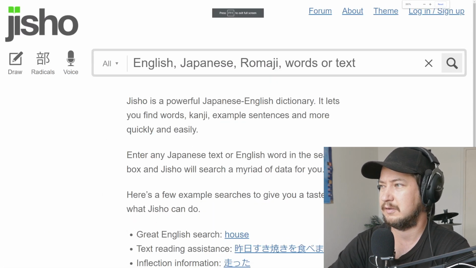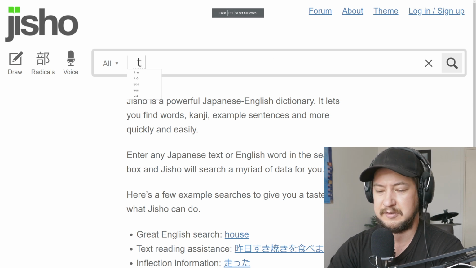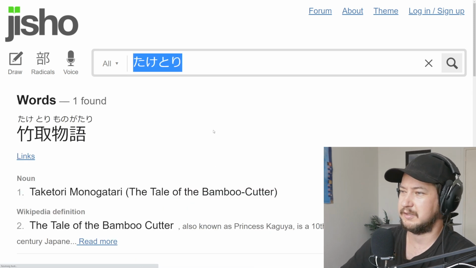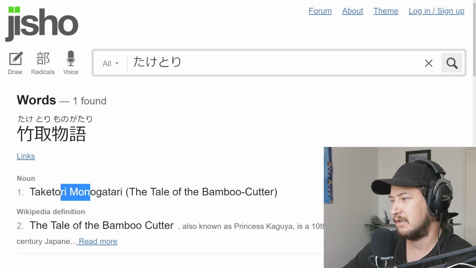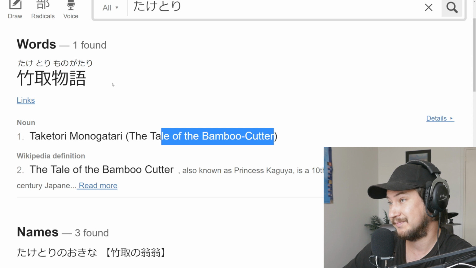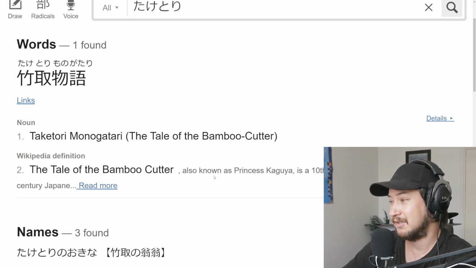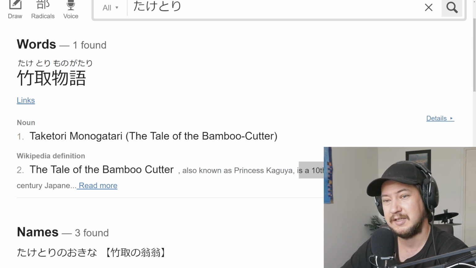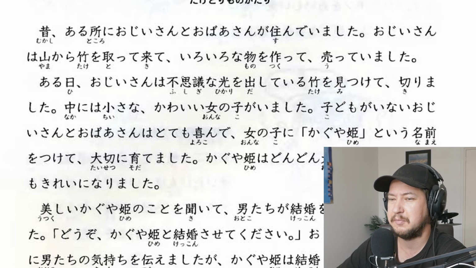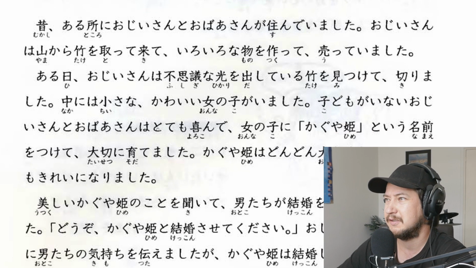Taketori. Sometimes there might be no translation, I think, because it's like Taketori. It's the tale of the bamboo cutter. I guess it's from the 10th century. Moving on. Sometimes it's important to stop and not go too deep in the dictionaries and Wikipedias and such.